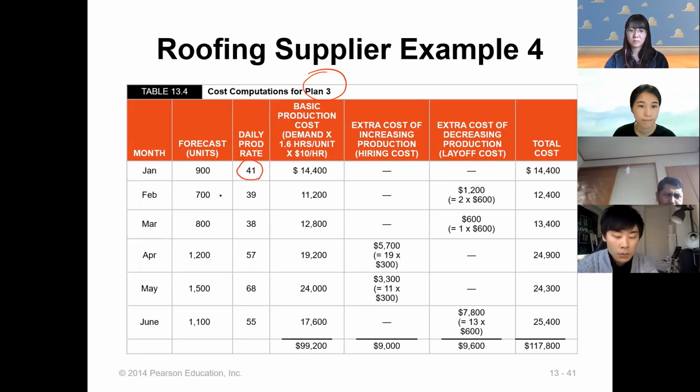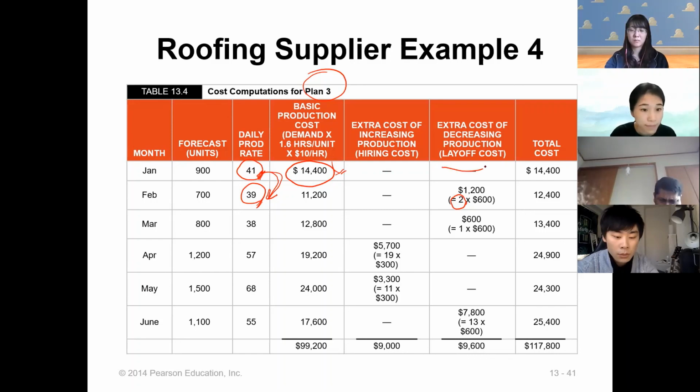Do you know what 41 is just now? I already showed you. 41 is the daily production rate. Now, when we move to the next month, this is the basic production cost, which is the demand times how many hours that you produce times the labor. This is the normal labor. But when you reduce this to 2, there is a change in 2 units. So that is shown here, 2.